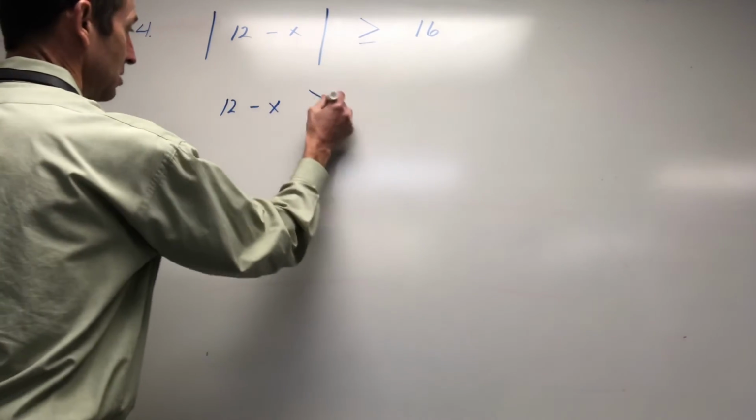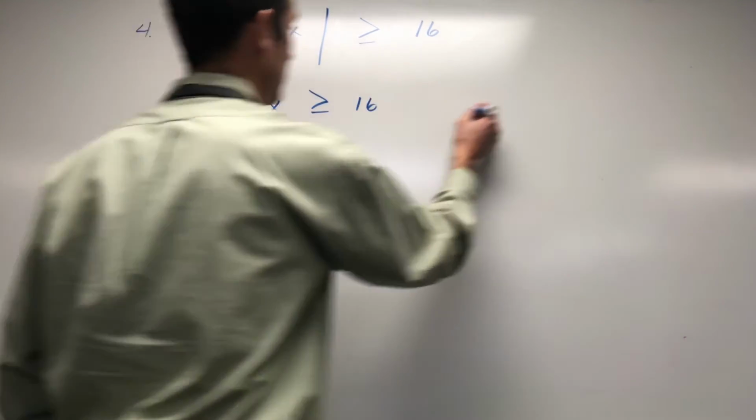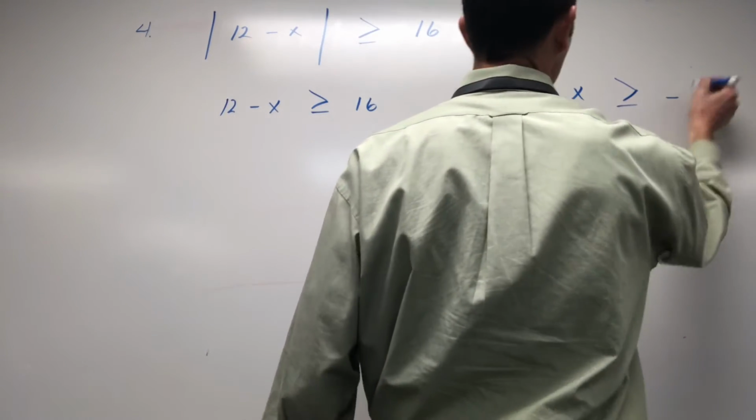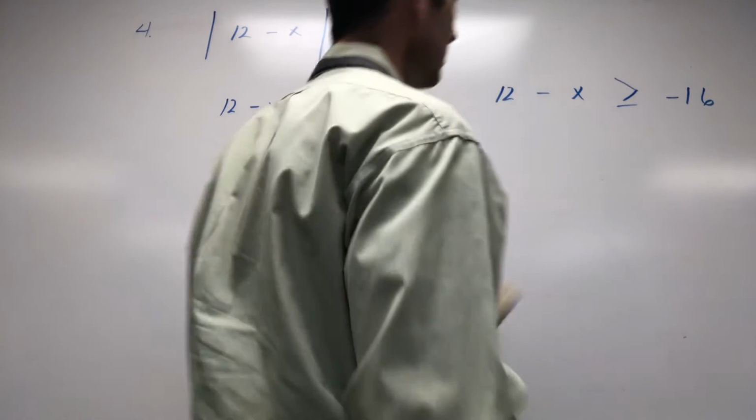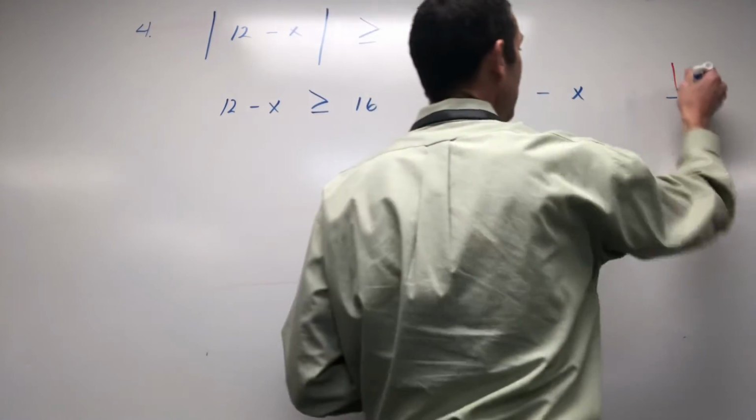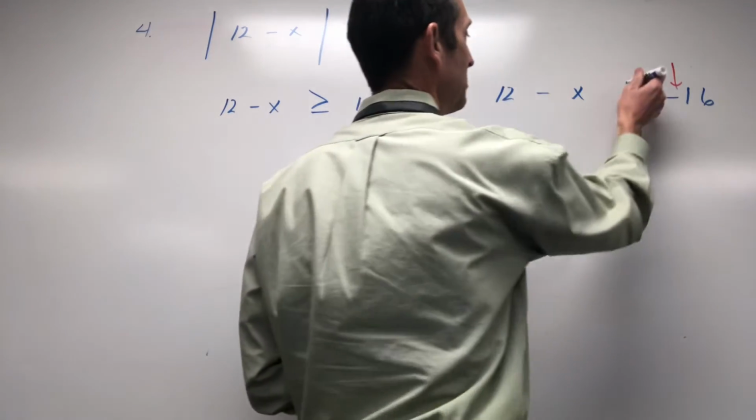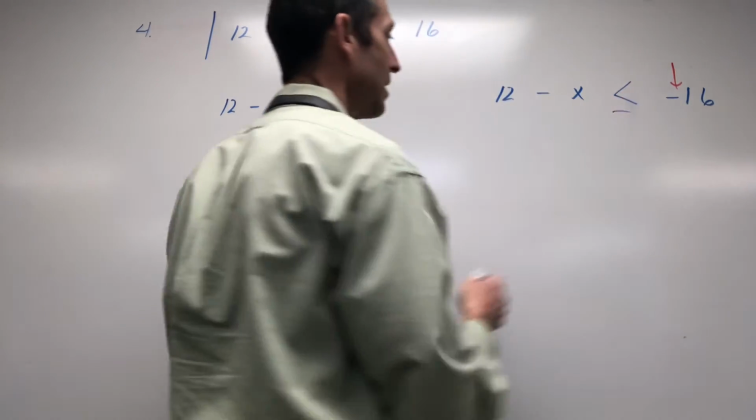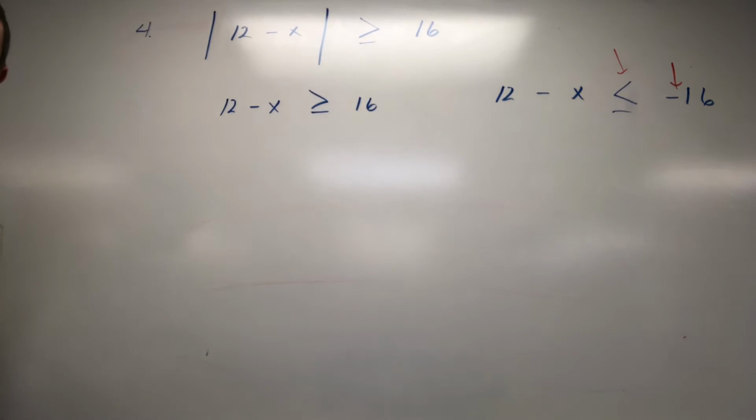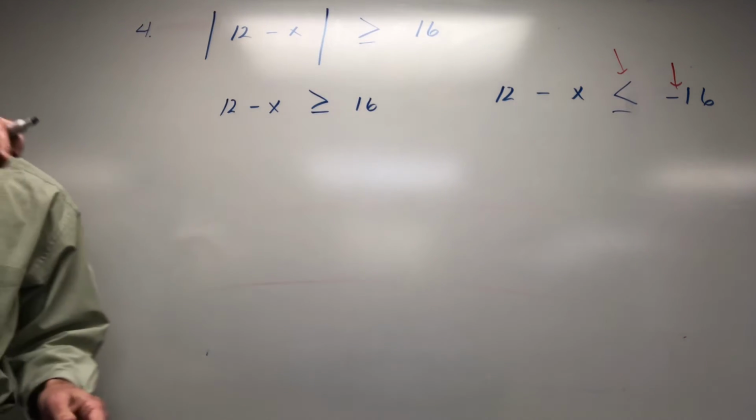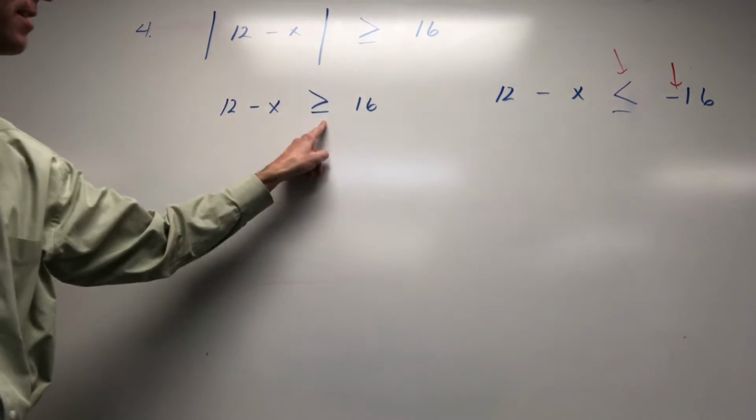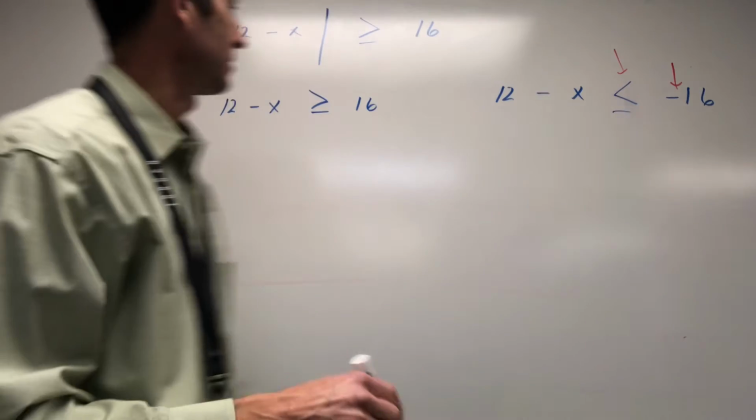12 minus x greater than positive 16. 12 minus x greater than negative 16. Uh-oh, you just brought in the negative. Remember, you brought in the negative, so you have to remember to change the sign. So, big deal. Most people forget. Not us. We're going to remember. Greater than, greater than. Negative changes it.